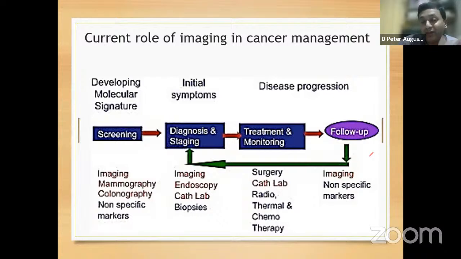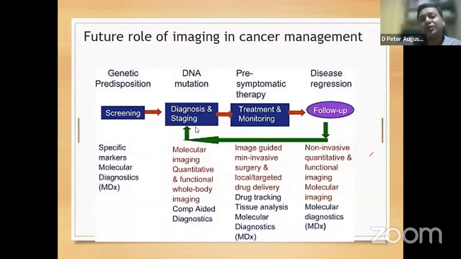After 9 months of treatment, and after 4 years, see how it had come down drastically like that. Okay, so this is the flow here now. In the future role, what we have to do is genetic predisposition, screening, then DNA mutation, which has actually already started and is happening currently. Then DNA mutation, pre-symptomatic therapy, then we have to find disease regression, then follow up again, going back to this.